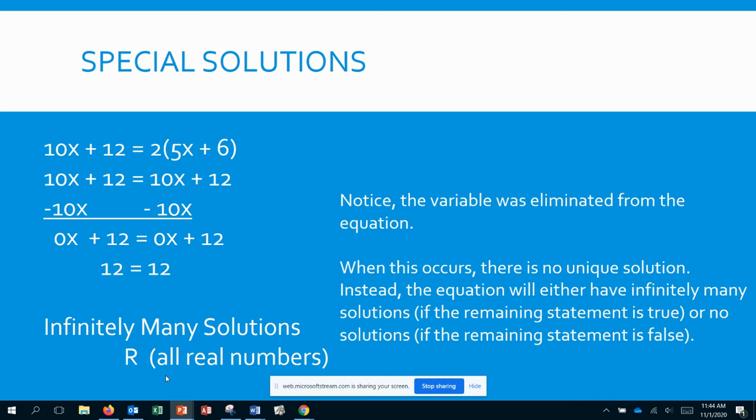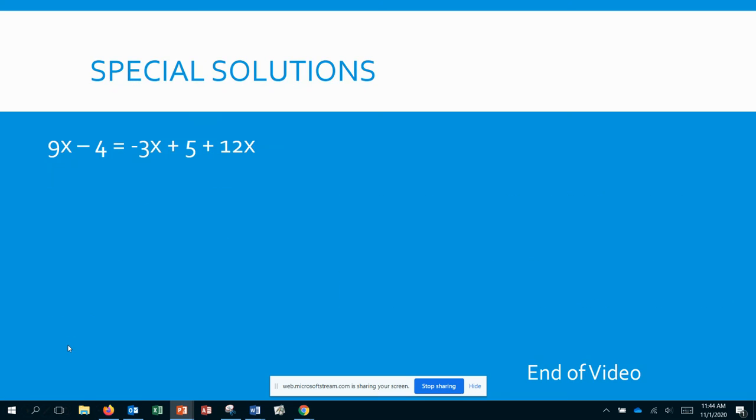Now, let's look at that other case. What if, instead of generating a true statement, it generates a false statement? Again, we solve this equation just as we have in the past. I encourage you to go ahead and try to solve it on your own. The first thing we should notice is that we have a negative 3x and a 12x on the right hand side. So in order to solve, we should combine like terms.